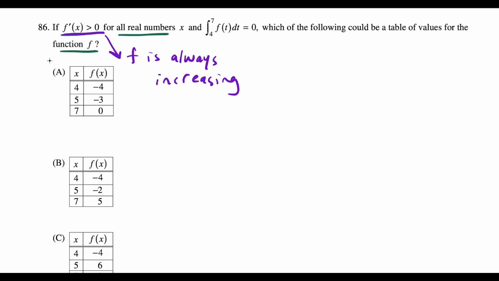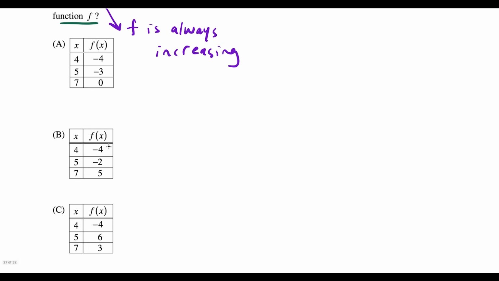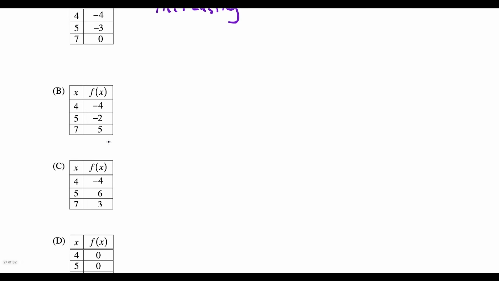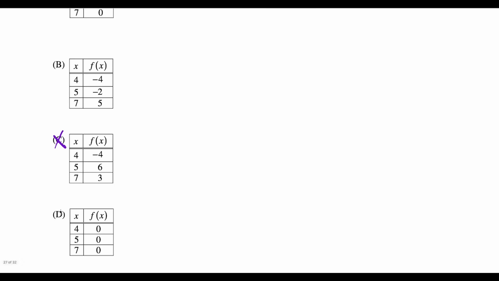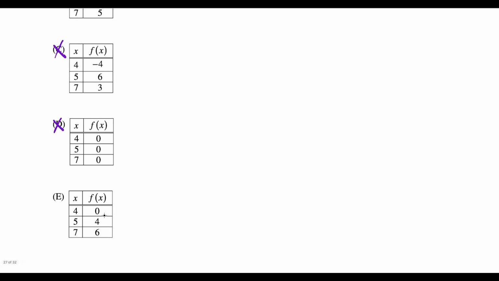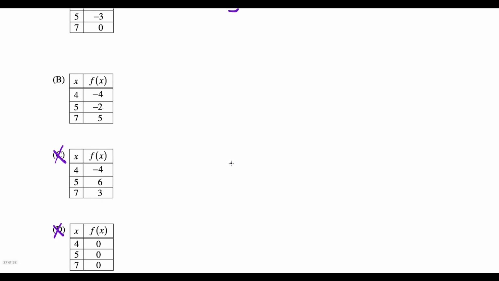Notice choice A, the y values are going up, so we can include that in the next round. Here we go from -4 to -2 to 5, so that's a bunch of increasing values. But right away, we could get rid of choice C, because we increased from -4 to 6, but then we decreased to go from 6 to 3. So choice C is out. Choice D is not increasing, from 0 to 0 to 0, so choice D is going to be eliminated. And then here we have 0, 4, 6. So these are going up. So far we have it narrowed down to 3 choices.